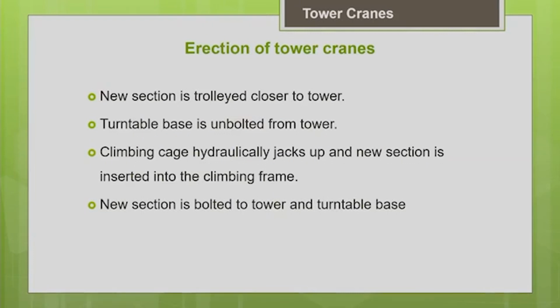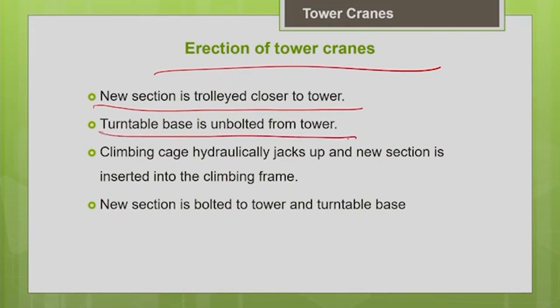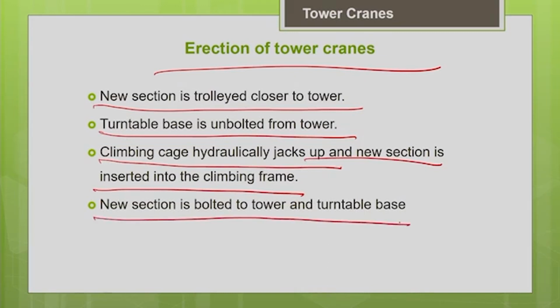So let me summarize what we discussed here for the erection of tower crane with the climbing cage. First, you bring the new section, it is trolleyed closer to the tower. Now the turntable base is unbolted from the tower, the climbing cage hydraulically jacks up and a new section is inserted into the climbing frame. The new section is bolted to the tower and the turntable base. So every time you introduce a new section below the turntable base. That is how you can increase the height of the tower crane.